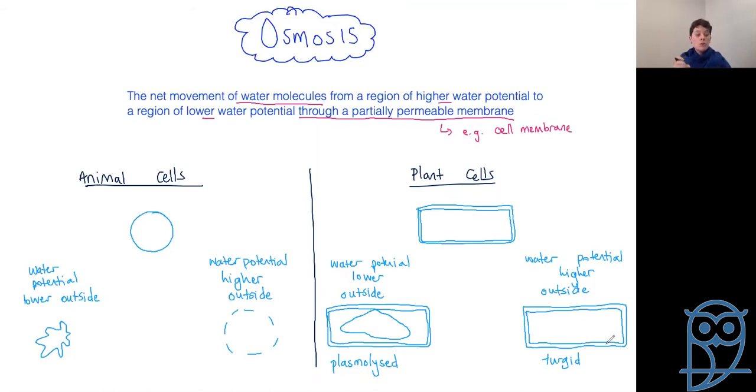So osmosis is movement of water molecules from a region of higher water potential to a region of lower water potential. We can't talk about concentration of water, that just doesn't make sense. So it's always water potential, and osmosis is always through a partially permeable membrane. Of course, that has different impacts on animal cells and plant cells. And it's all because of that cell wall in the plant cells that provides structural integrity to the cell.